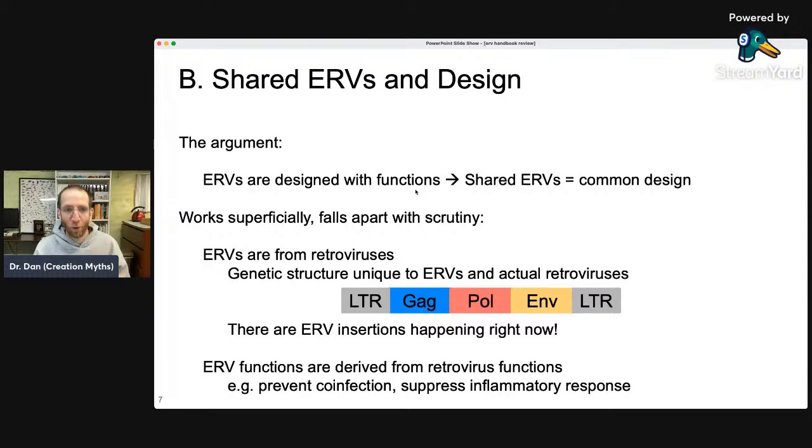So none of these functions that creationists point to when they're looking at ERVs are things that are like, whoa, how did it do that? These are all things that viruses should be doing anyway. And it's just that it's now done as part of our own physiology, right? So, I don't know what else to say about this. This is not a good argument. It doesn't work. So function does not imply design. Okay, so if you can't imply design, you can't apply shared design for shared ERVs. A better explanation is common ancestry.